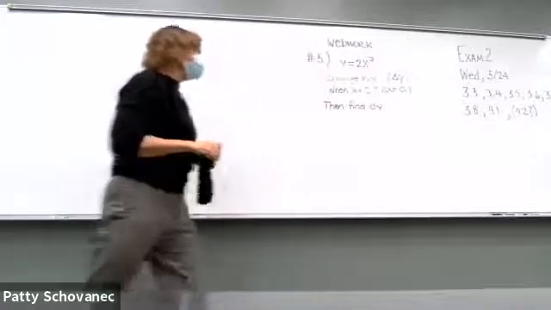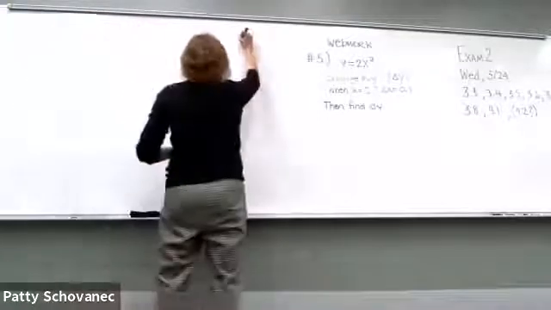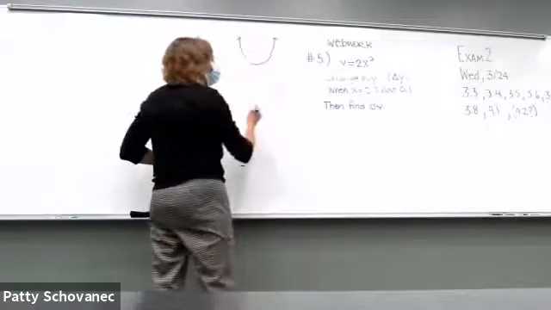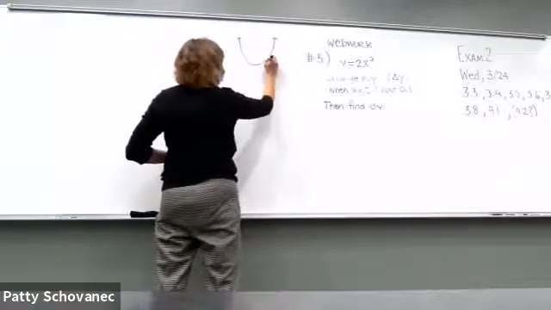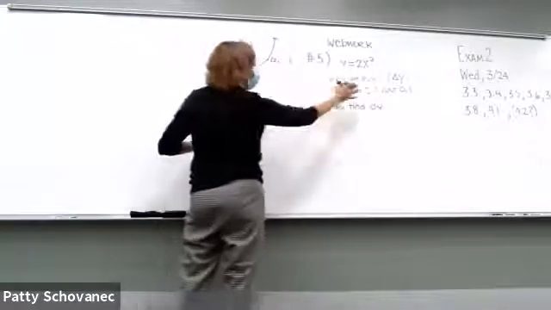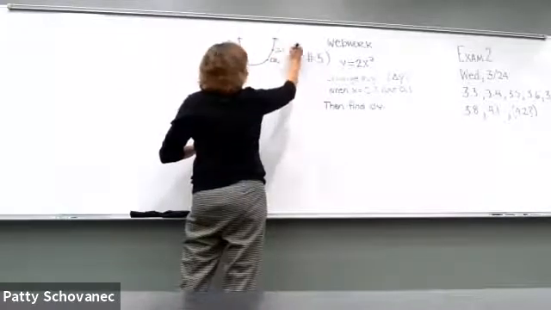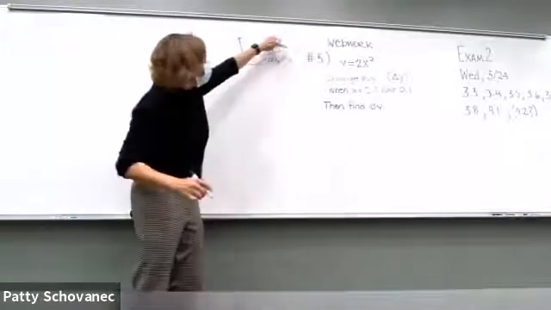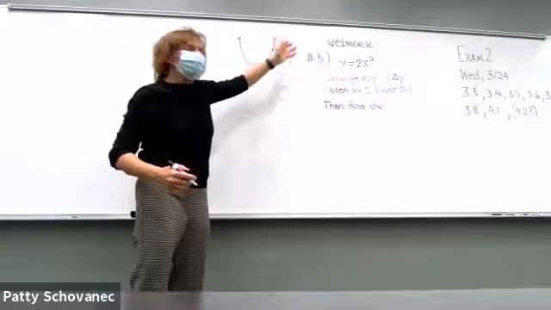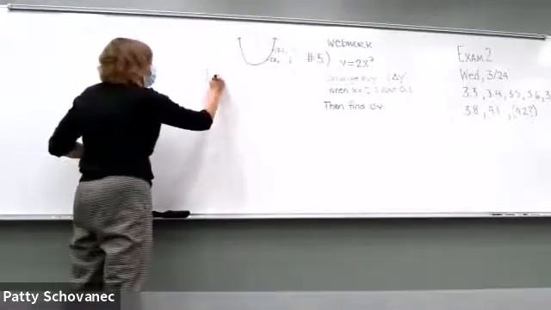Okay. So what that means is we've got this parabola here. y is equal to 2x squared. And we need the y value when x is 2. Then we need the y value when x is 2.1. And then the change in y is y2 minus y1. So that's what the change in y means.